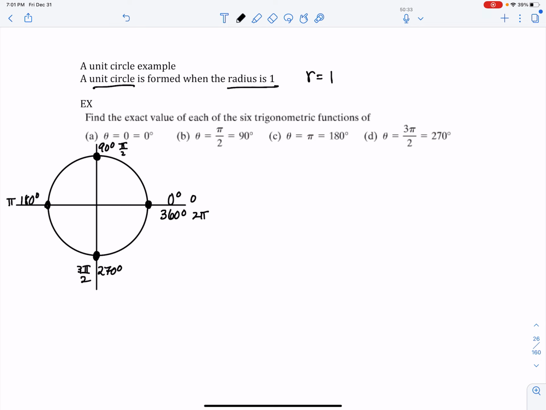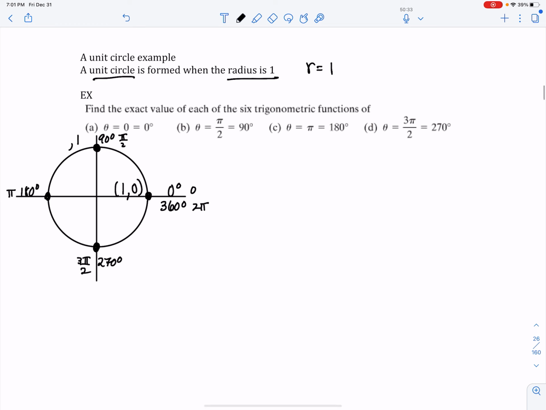So we just have to label these points. At 0 degrees or 360, this point, since the radius is 1, is (1, 0), because I have movement on the x-axis but no movement on the y-axis. At 90 degrees, my radius is 1, but it's in the y direction, and I have no movement in the x direction, so that point is (0, 1). This point here at 180 is (-1, 0), and at 270, this value is (0, -1).